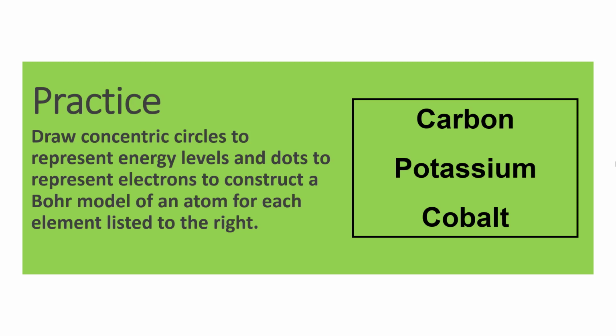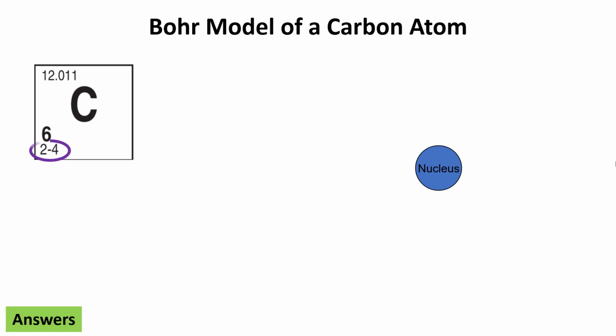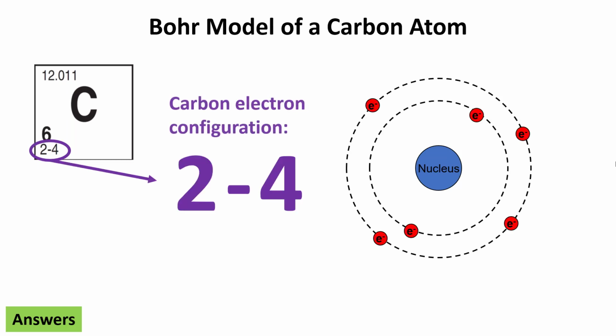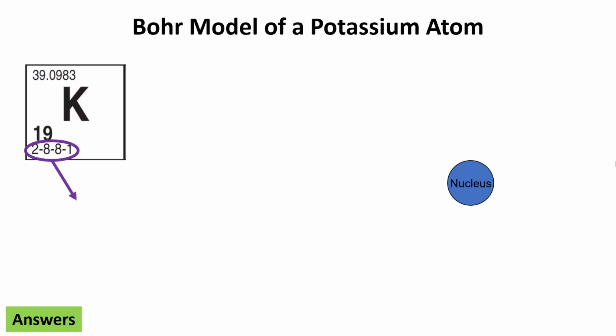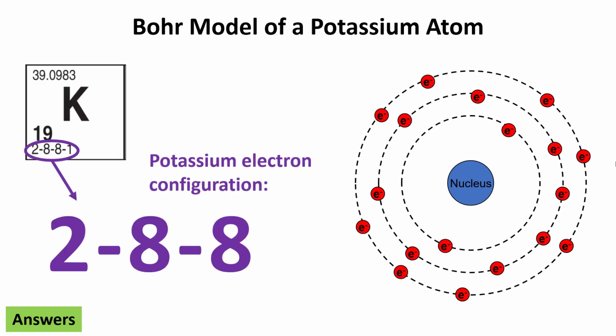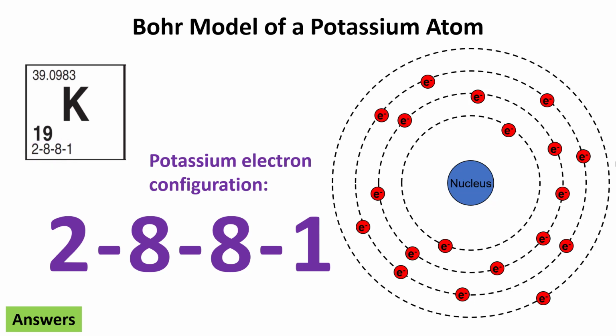Okay, I'm going to show you the answer to these so you can check yourself. So the Bohr model of atom of carbon has 2 electrons in its first energy shell, and second energy level has 4 electrons in it. If you look at potassium, we've got 4 different energy levels, and we can see the first energy level has 2 electrons in it, the second has 8, the third has 8, and the fourth has 1. This is the atom right after argon, starting the 4th energy shell.